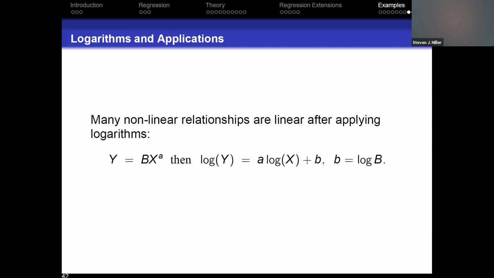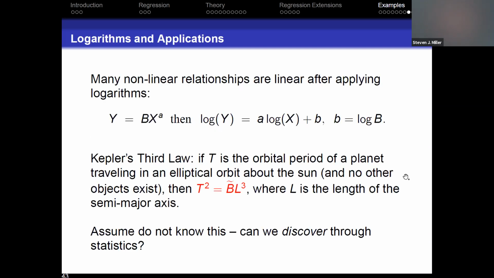So there are many nonlinear relationships which we've remarked are linear after applying logarithms. If we have a power law, y equals b times x to the a, then when we apply logarithms, we get log y equals a log x plus little b, where little b is the log of big B. And so let's look at Kepler's third law.